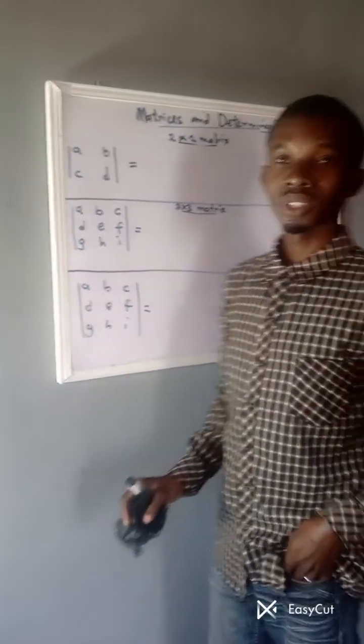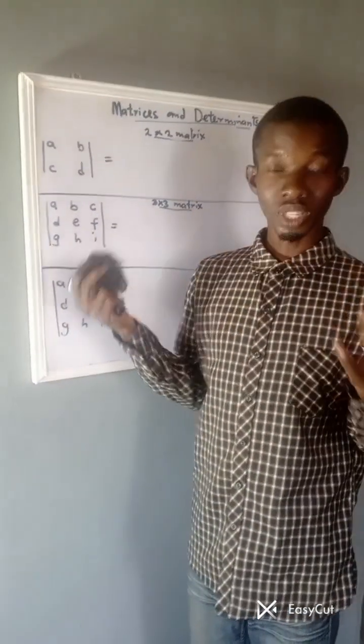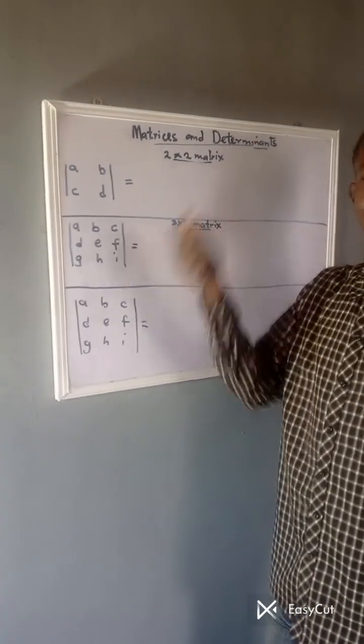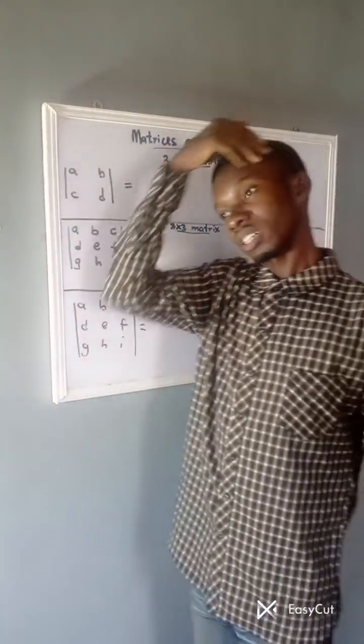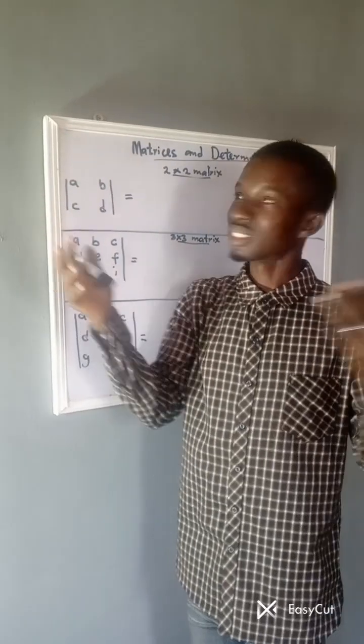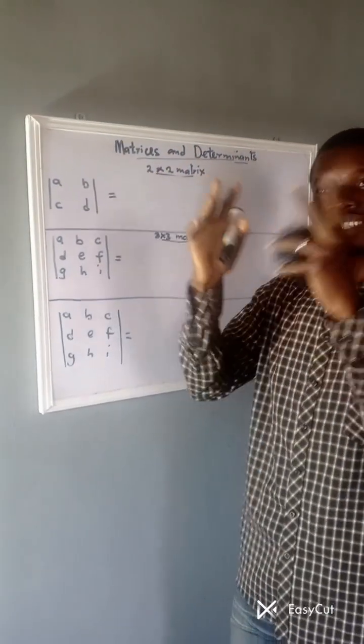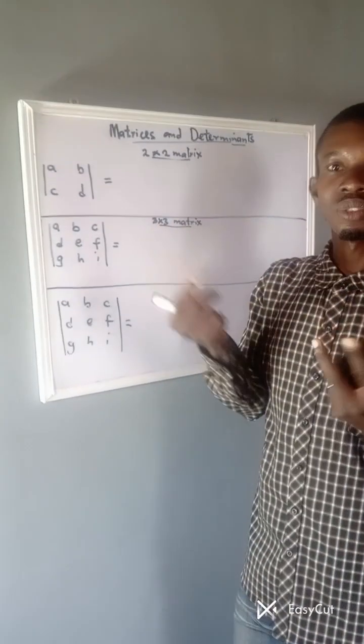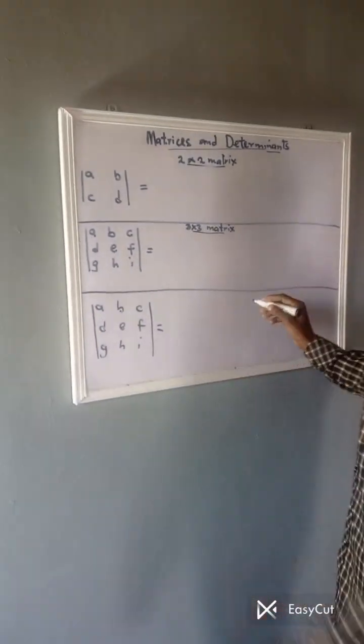Now we're moving a bit further into mathematics, and we're talking about matrices and determinants. We know that a matrix contains elements arranged in a rectangular array in brackets. And of course, you could be asked to find the determinant. This is an example of a matrix actually.